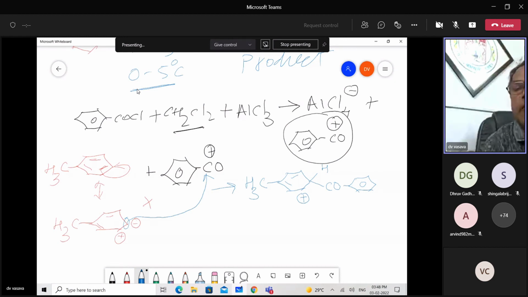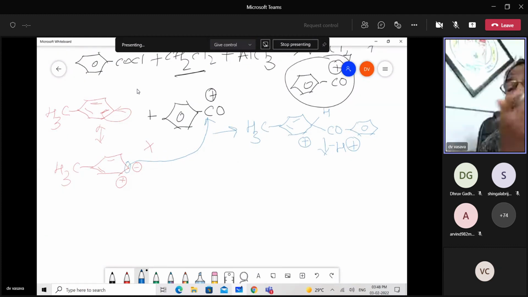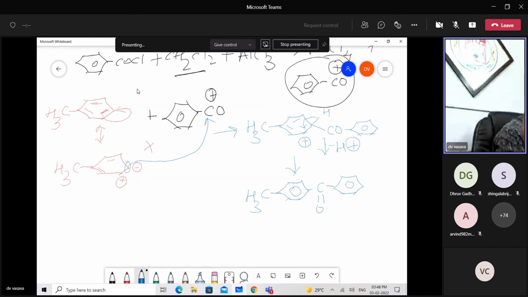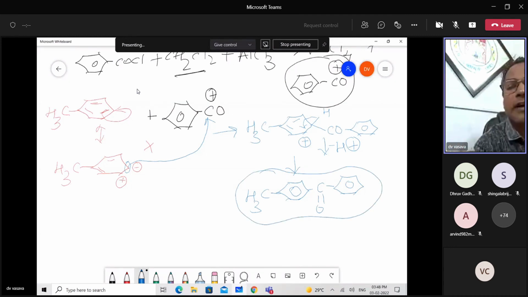Now by removal of this H plus, the H plus will get released here. Once H plus is released, the electron will be received by this carbon atom so that it fulfills its valency. So now we get the ring complete with the bond, and C double bond O, and the ring. So finally we get this product.